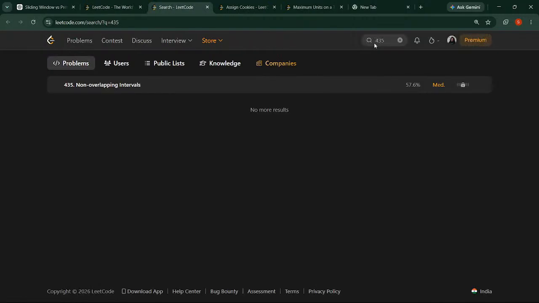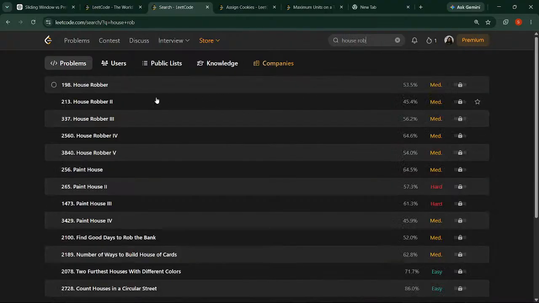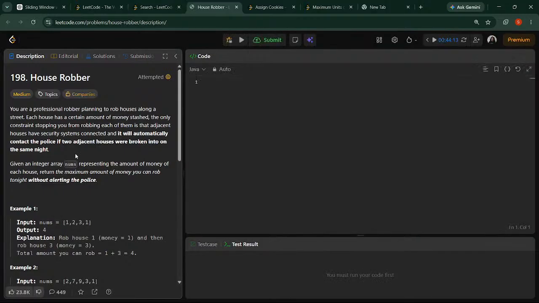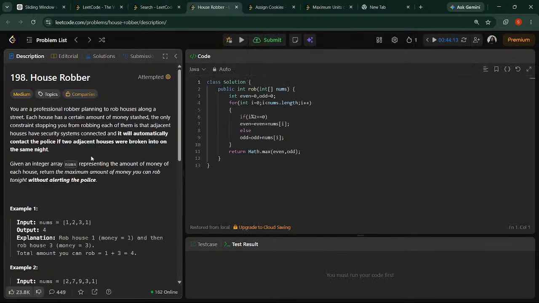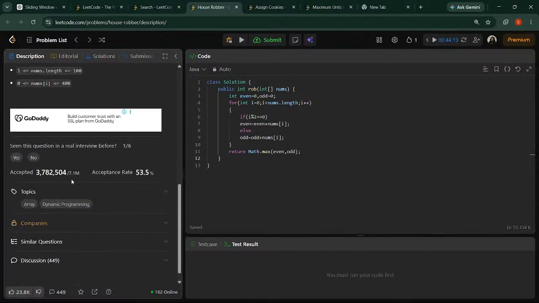House Robber. Next question. Okay, I can see House Robber. It's a mid-level question. I didn't even remember when I tried this question. Are you talking about 198? 198. What are the topics? The topic is DP.